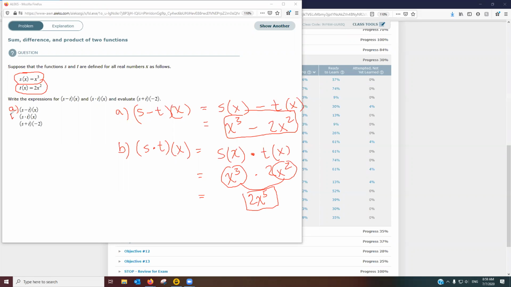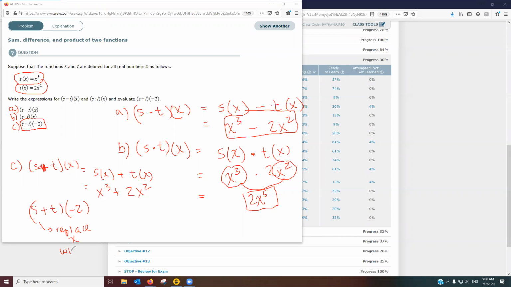All right, let me go to part C. Part C says, what is s plus t of negative 2? Well, for part C, first, I'm going to figure out s plus t of x. Really, that's going to be taking s of x plus t of x. Okay, so let me plug in: s of x is x to the third, t of x is 2x squared. But then they want, what is s plus t of negative 2? So really what this is asking me to do is replace x with the number negative 2. So I'm going to do that. That's going to be negative 2 to the third plus 2 times negative 2 squared.